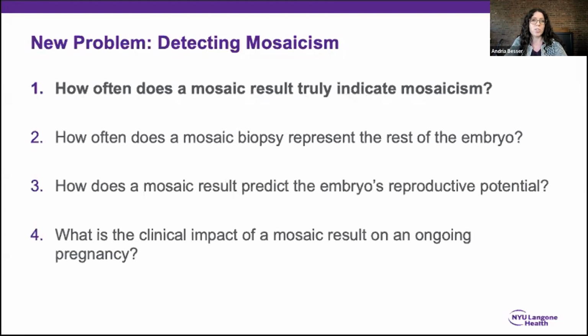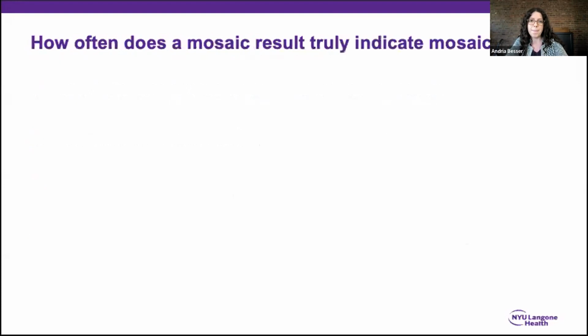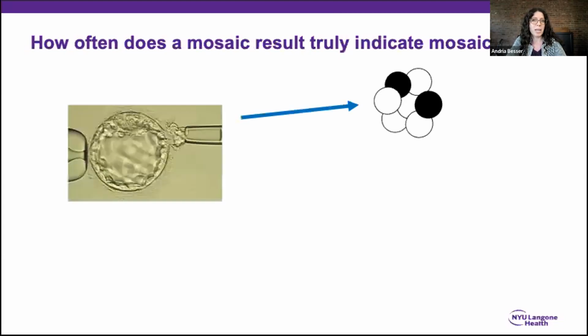So starting with the first question, how often does a mosaic result truly indicate mosaicism? So the way that mosaicism is usually defined is 2 or more cell lines with different chromosome compositions in the same embryo. So understandably, this is sort of what patients and their providers are tending to picture, getting some normal cells and some abnormal cells on the same embryo biopsy.